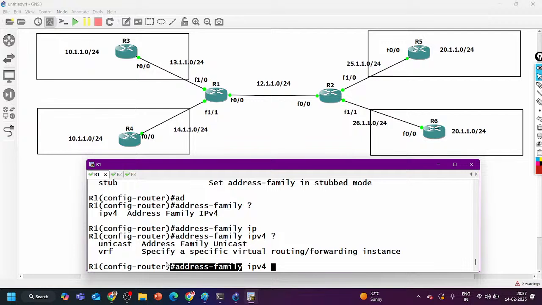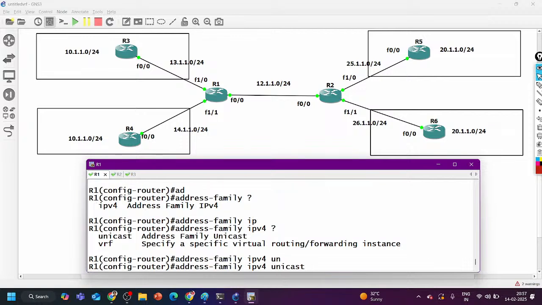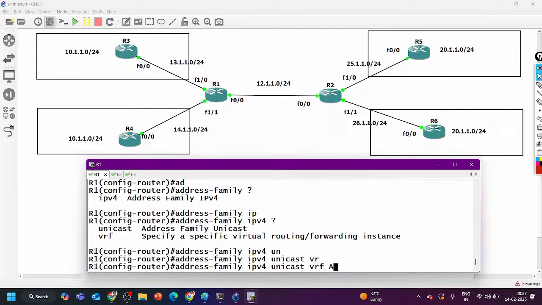So with the help of address family, here we are going to enable EIGRP for the VRF. Now I can say unicast and then VRF, and after that I can give the VRF name. So this command will enable EIGRP for which VRF? Will this command enable EIGRP on any interface?